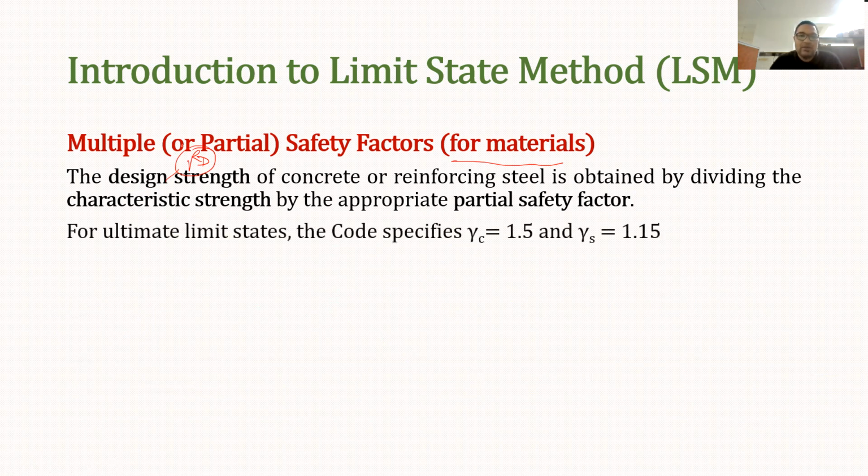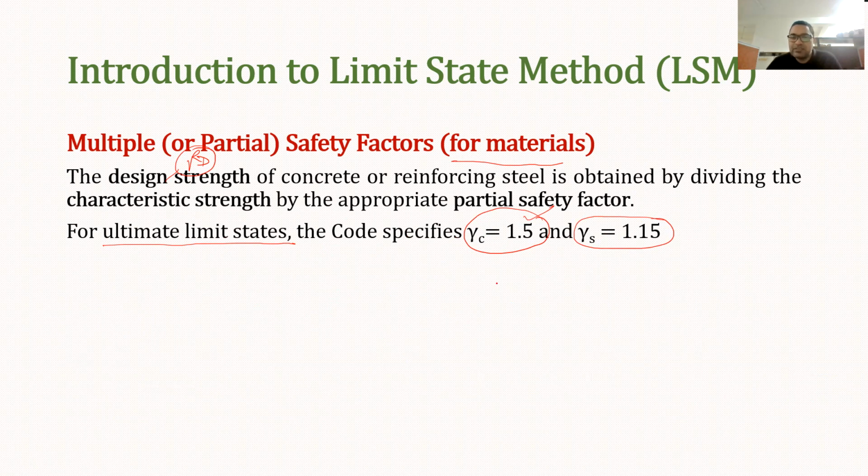Basically the safety factor for material depends on the limit state. So for the ultimate limit state, which is the main limit state on which we generally consider our design, that is, the limit state of collapse, the IS code has specified that the safety factor for concrete will be 1.5 and the safety factor for steel will be 1.15. So that is the safety factor that we are supposed to take in case of the limit state method.